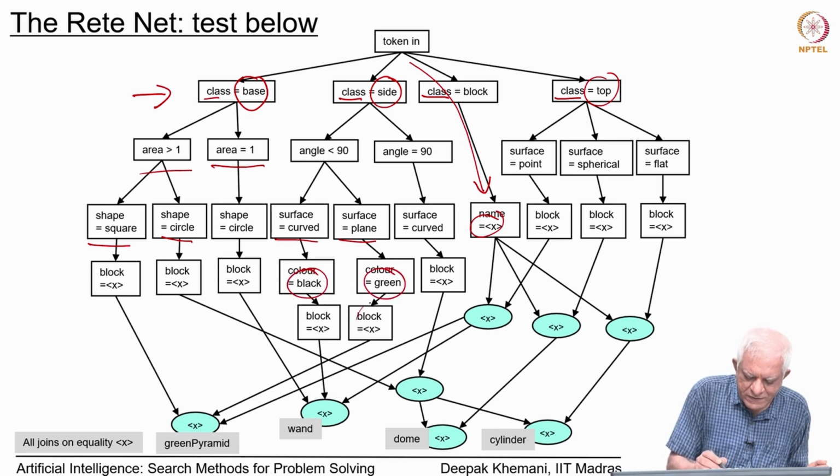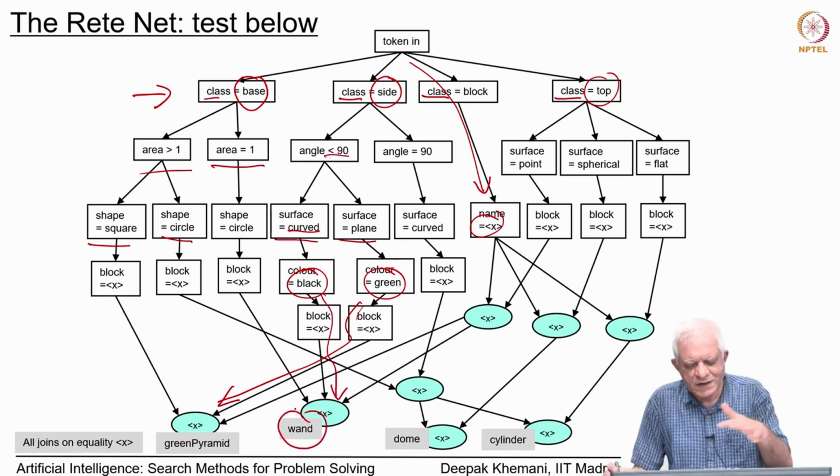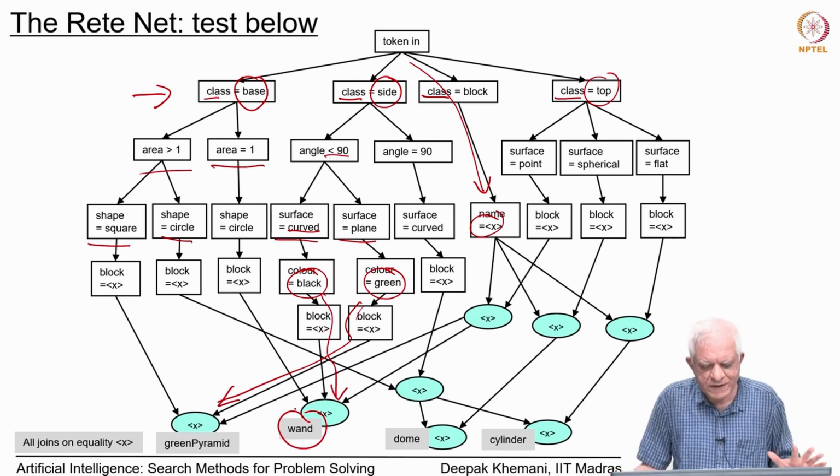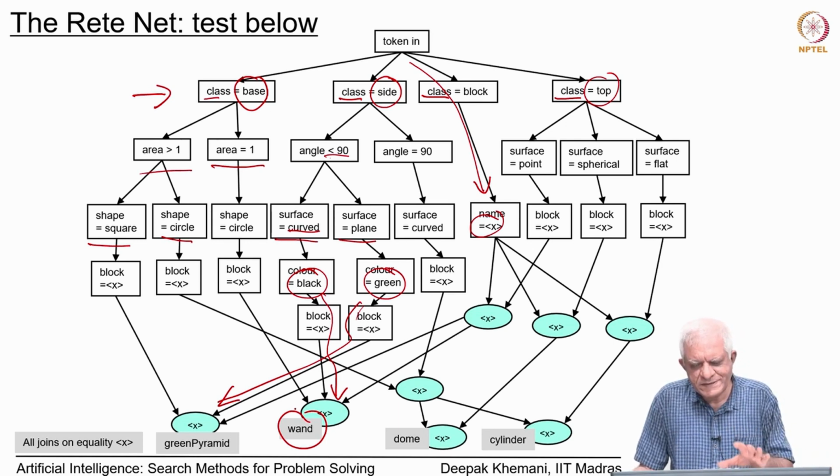So, you can see that this token which is going to come down here is going to go here, and if it satisfies the fact that the side has angle less than 90, that means it is inclined, it is curved and its color is black, then it will flow down here, which is the wand rule essentially. So, you can imagine this is a network that we construct for the 4 rules that we had for the green pyramid, the wand, the dome and the cylinder, and this is simply a representation of the rules.